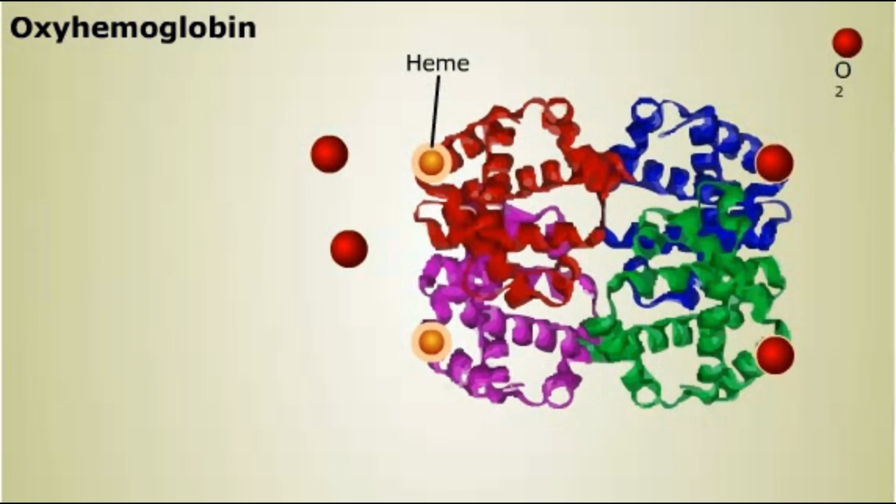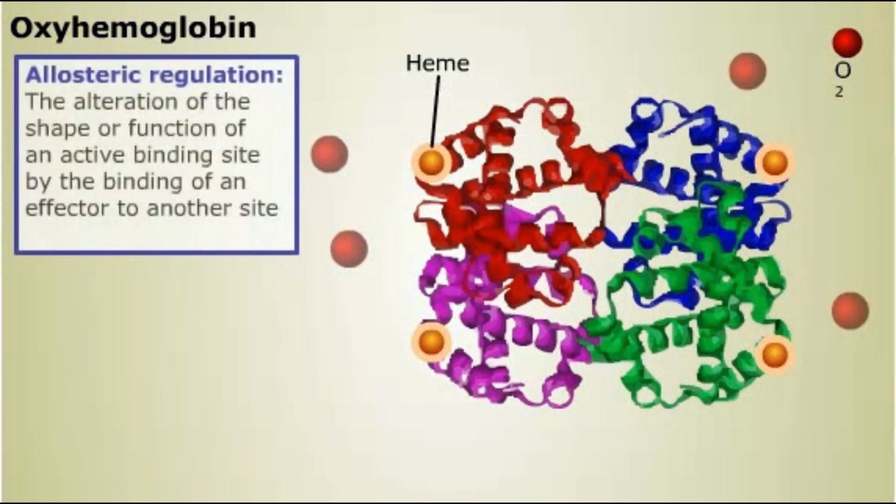Thus, the binding of one oxygen molecule slightly alters the shape of the subunit, causing the next oxygen molecule to bind more strongly, the third oxygen molecule to bind even more strongly, and so on. In fact, hemoglobin is usually observed in only 2 states, all 4 chains carrying oxygen, or completely oxygen-free. This is an example of allosteric regulation.